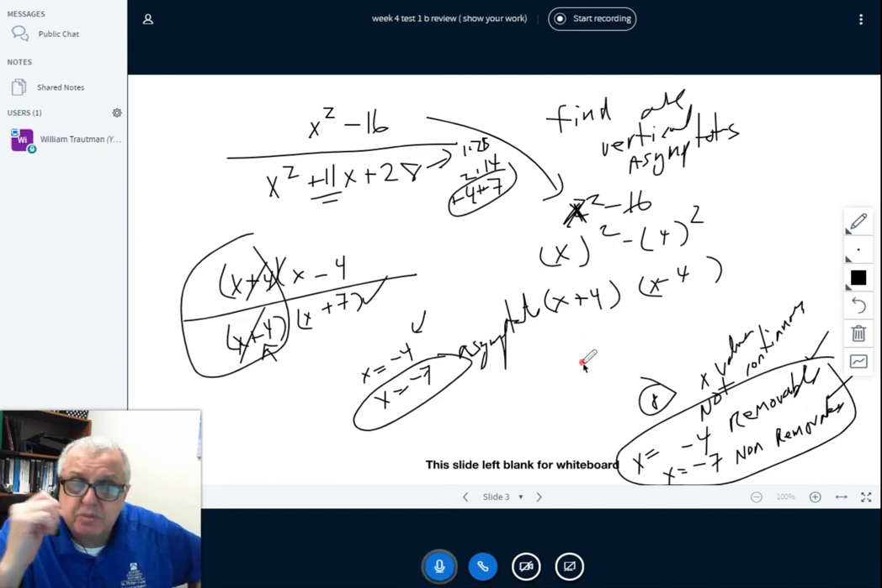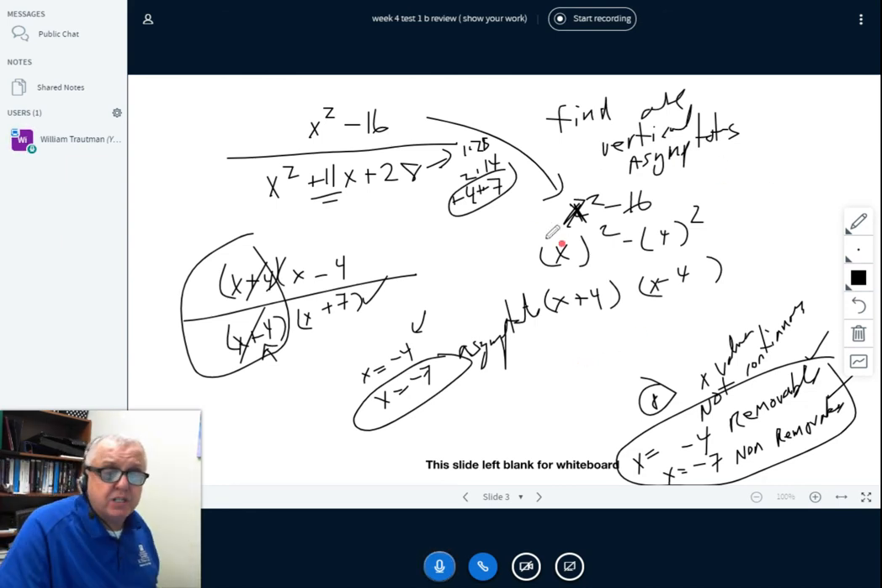If you find problems similar to these on the homework or in the review somewhere, I'd look at them because this is the type of question that's on the show your work. And you have to show your work. Do everything you can to show as much work as possible. I take off points when you don't show work. Let me know if you have any questions.